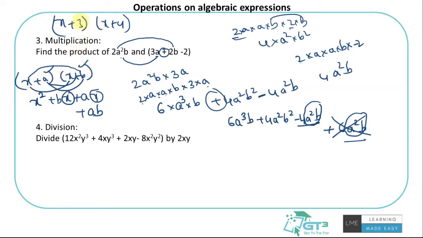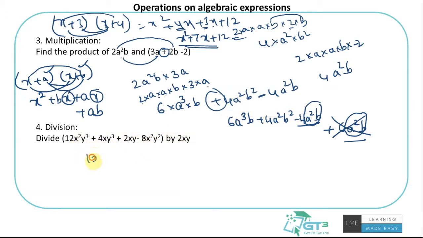X is the variable. X into x, x square, x into 4 is 4x, 3 into x is 3x, 4 into 3 is 12. So here I have to add both because 4x plus 3x will become 7x, plus 12, and x square plus 7x plus 12. That's how you multiply expressions. Right? Then about the division part.